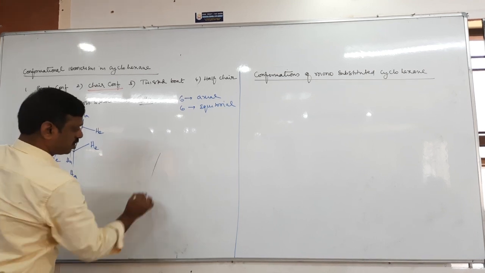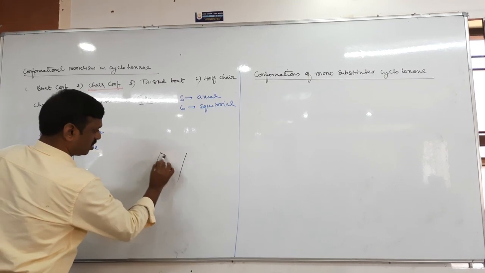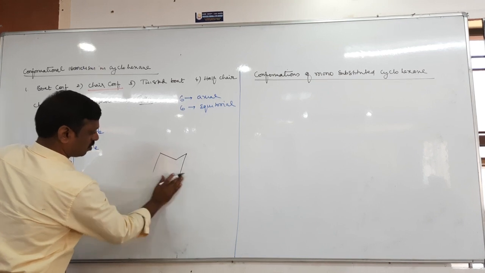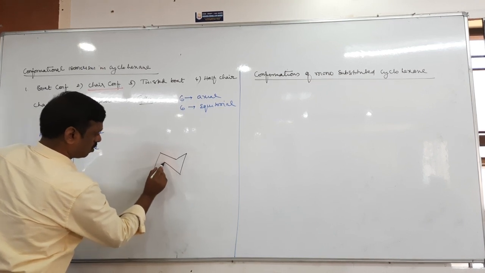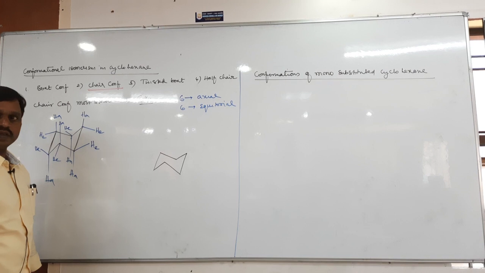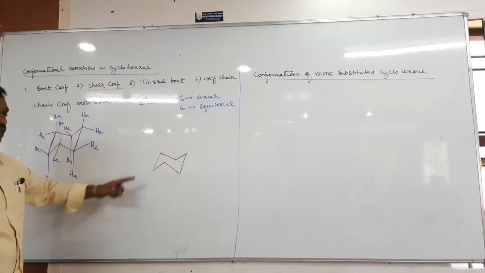First you write cyclohexane like this. It is called the chair conformation. It looks like a chair.